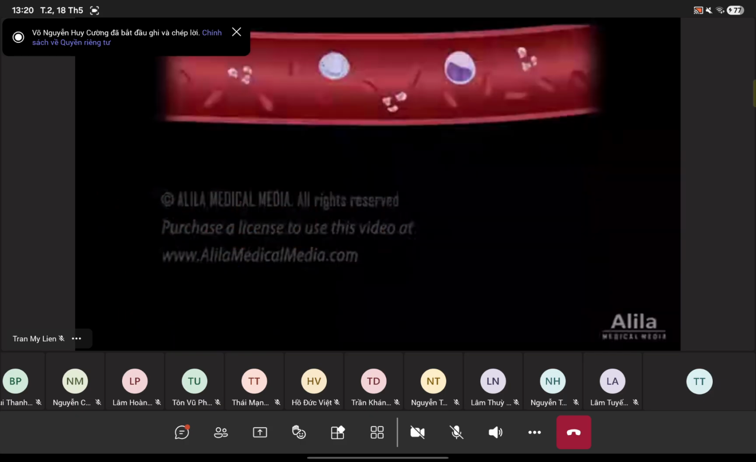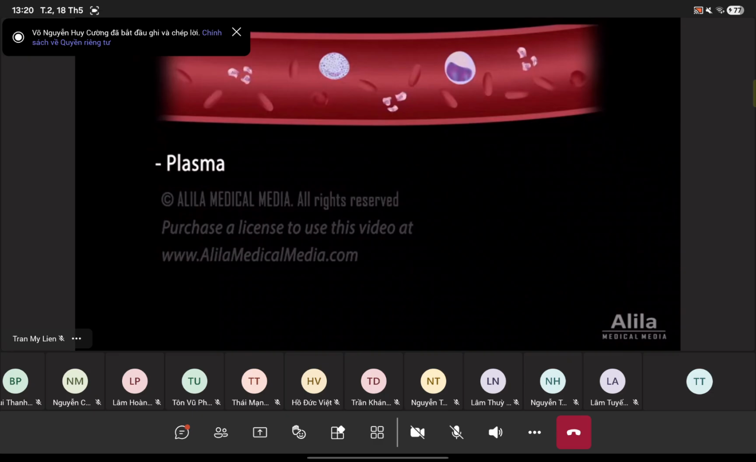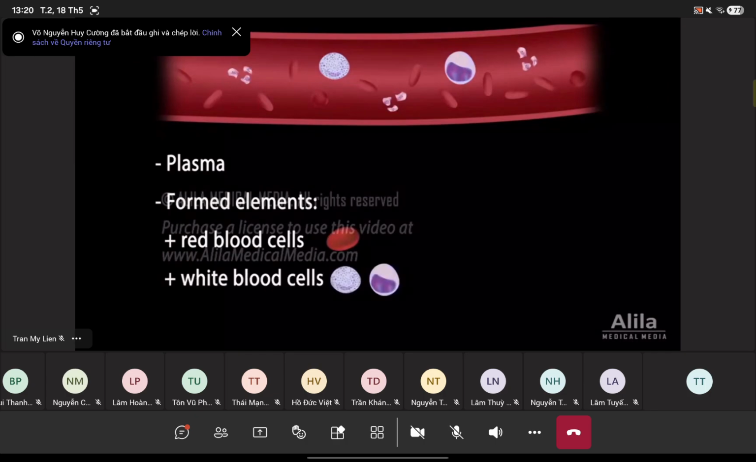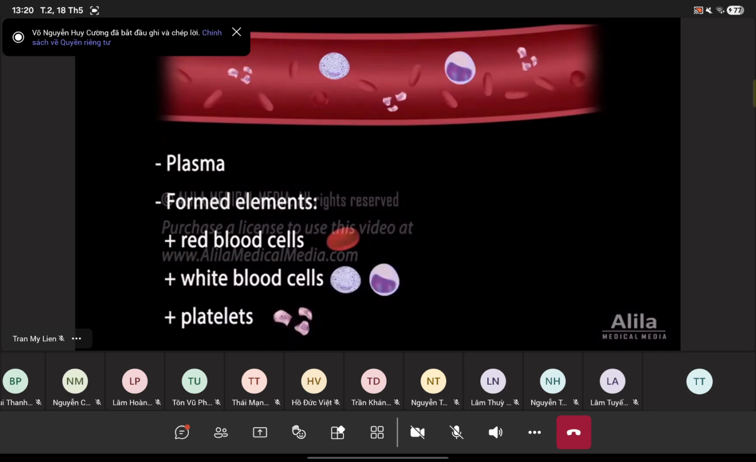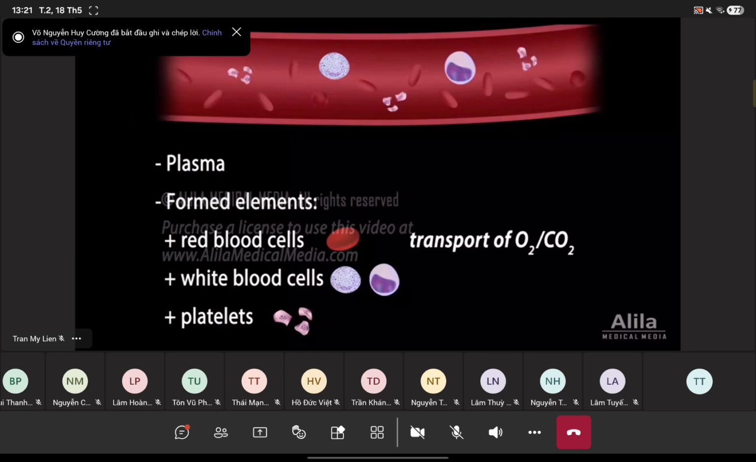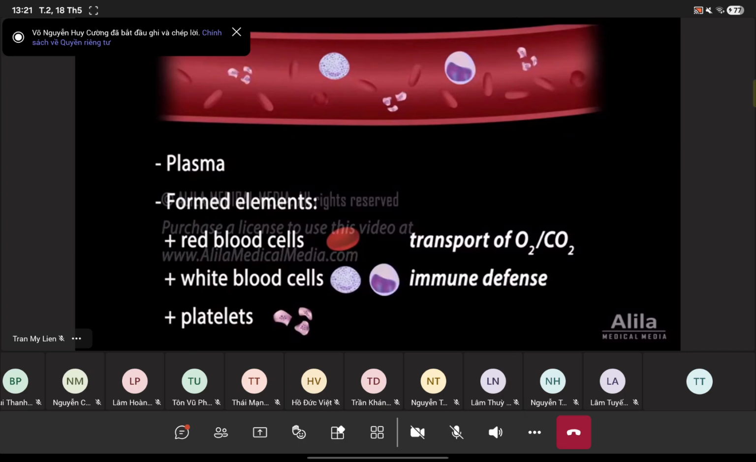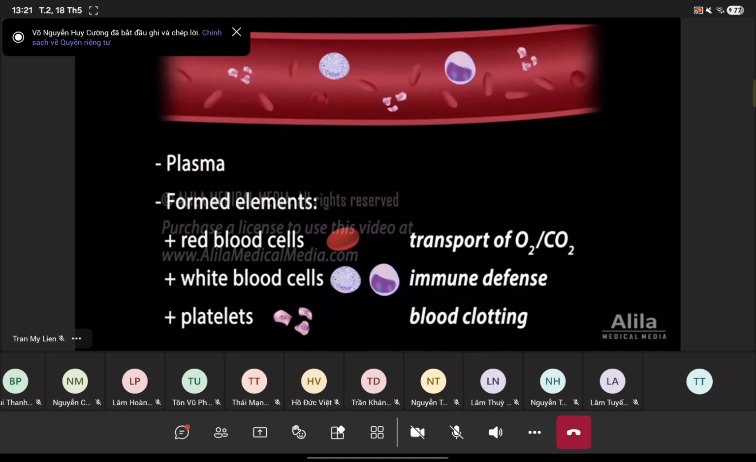The blood has 2 main components, a clear extracellular fluid called plasma, and the so-called formed elements which include red blood cells, white blood cells, and platelets. Red blood cells transport oxygen and carbon dioxide. White blood cells participate in various defense mechanisms against invading organisms, while the platelets are responsible for blood clotting, minimizing blood loss during an injury.